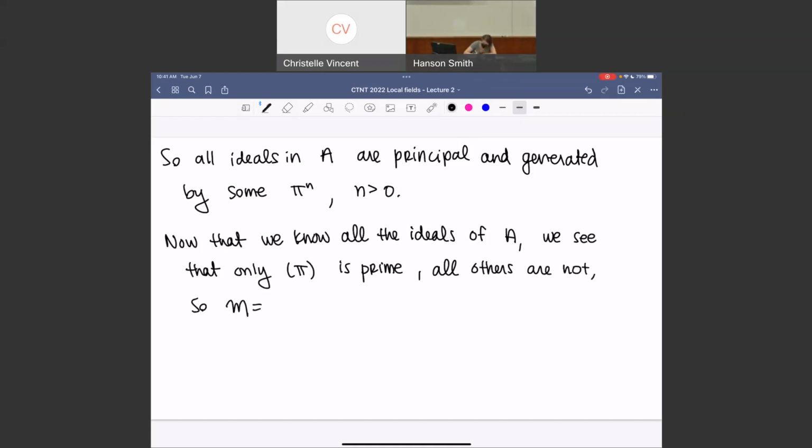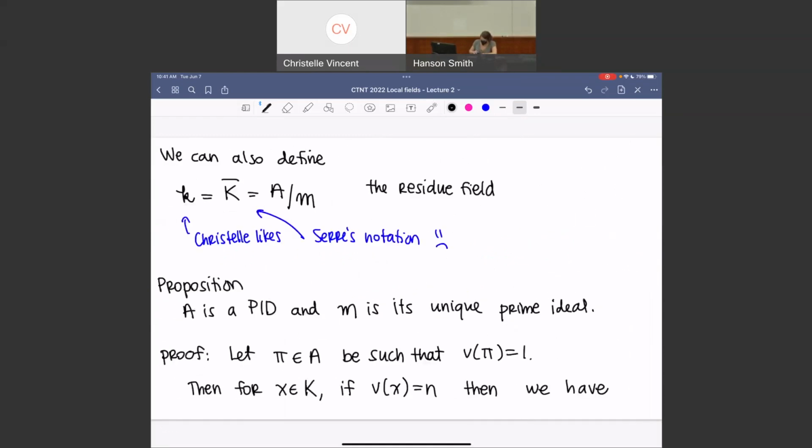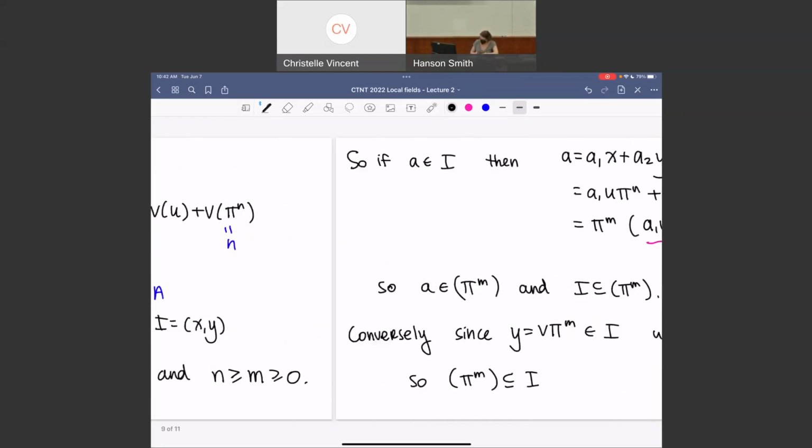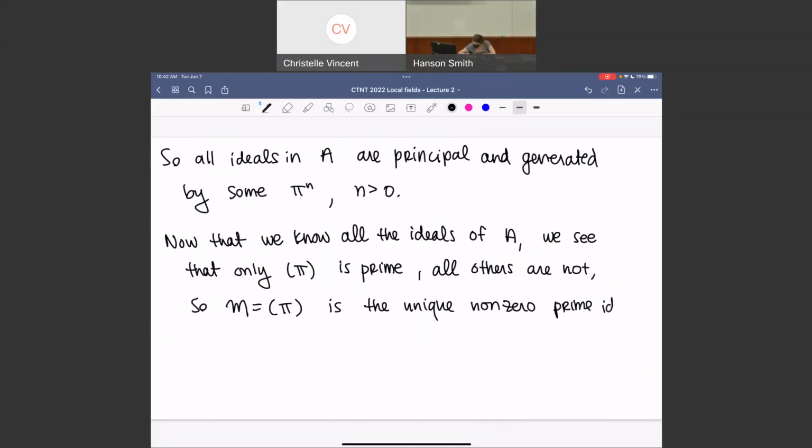So M, which was the ideal generated by pi, is the unique non-zero prime ideal of A. The zero ideal is always prime.